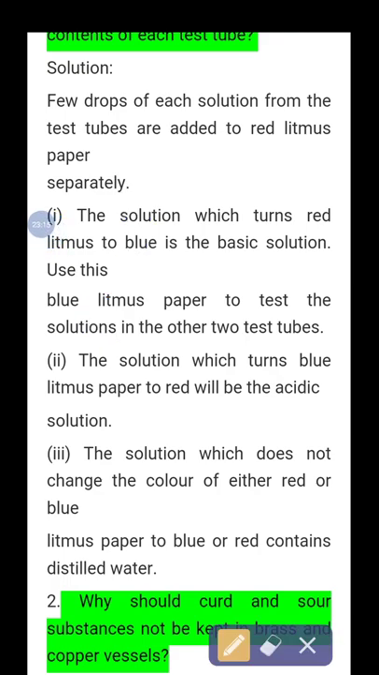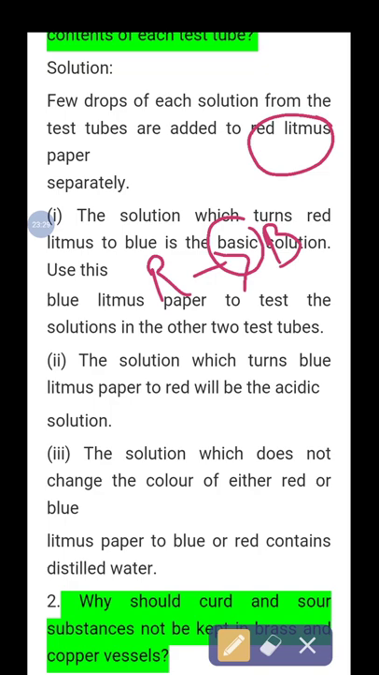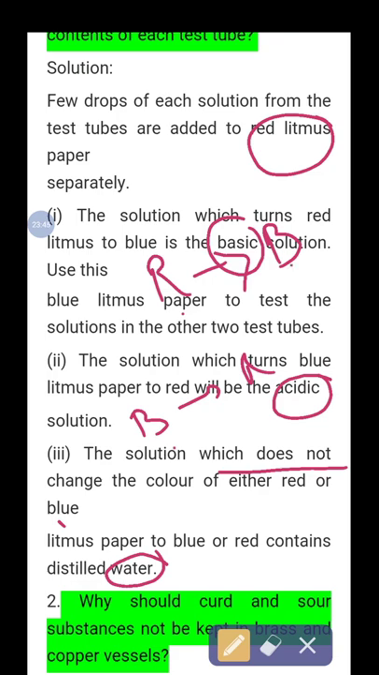Take a few drops of each solution from the test tubes and add them to red litmus paper separately. The solution which turns red to blue is basic. The solution that turns blue to red is acidic. And if the color of the litmus paper does not change, that means it is water. Okay: red to blue, blue to red, no change. Red to blue, that is basic.